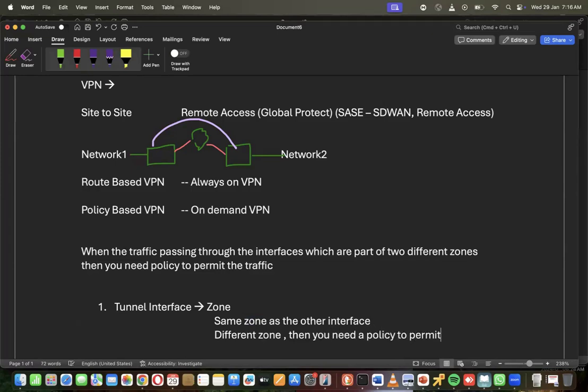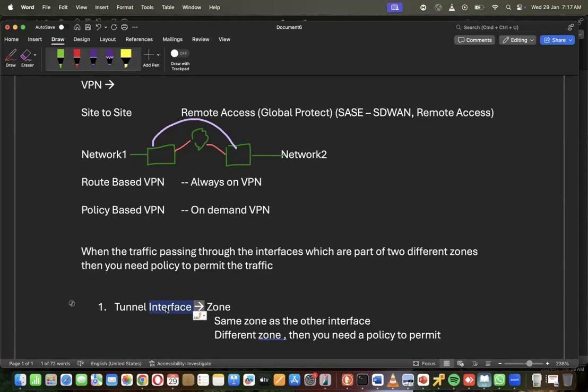See, architecture-wise, that logic remains the same. So you need to create a tunnel interface. The tunnel interface is going to be associated to a zone. When the traffic is passing between the interfaces, the firewall will look into whether both the interfaces are part of the same zone or a different zone. If the traffic is part of the same zone, obviously by default, according to the default intra-zone policy, it will be permitted.